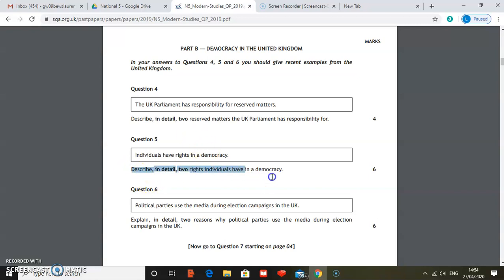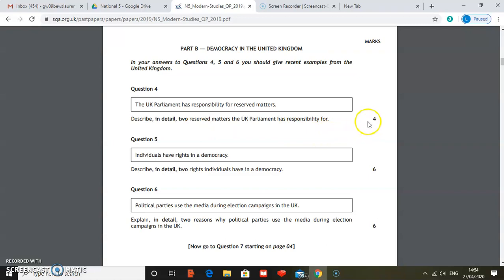Question 5, describe in detail 2 rights individuals have in democracy. So that would be 2 different rights you would have. And then question 6, explain in detail 2 reasons why political parties use the media during election campaigns in the UK. So you'll notice straight away, for knowledge and understanding, there are 2 different types of questions, describe and explain. And we'll go through those as we come up against them, as we go through the content of the course. But they're answered slightly differently.